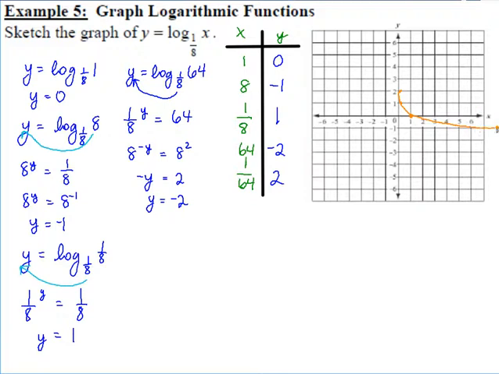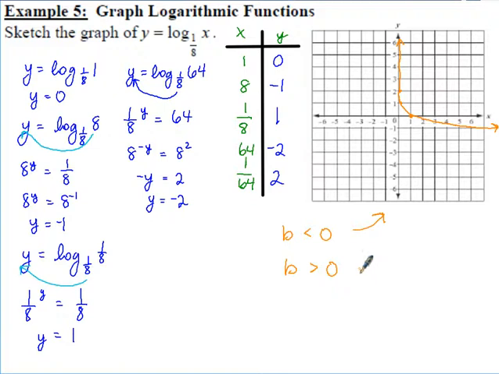And so that's your graph. Whenever your base is less than 0, then your graph looks like this. It's flipped upside down. But if your base is greater than 0, then you're going to have your graph similar to example number 4.